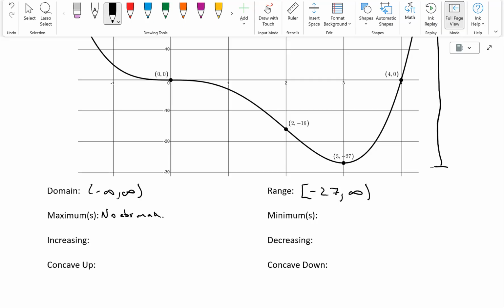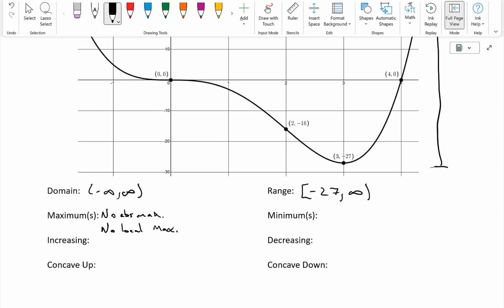What could look like a local max, this point at 0, 0, if we do open an interval around it, we can see to the left we're going above the point, and to the right we're going below the point, so it wouldn't be a maximum or a minimum. And then all we have is that valley at 3, -27, so we have no absolute max. We also have no local max.